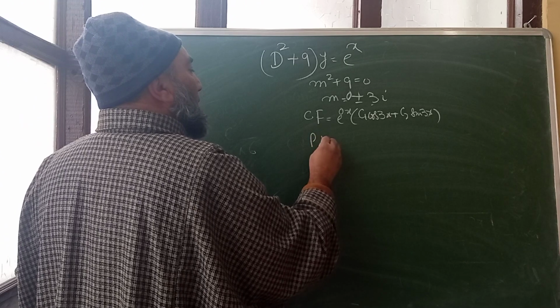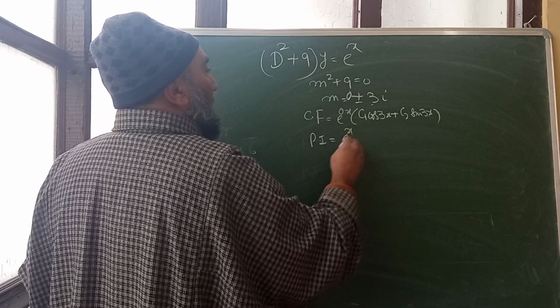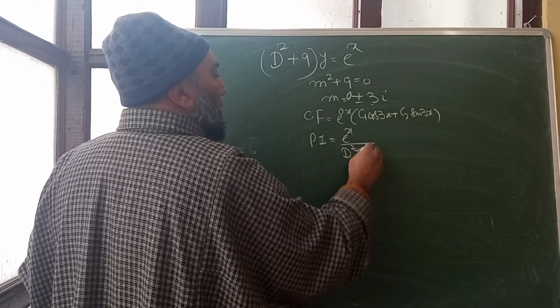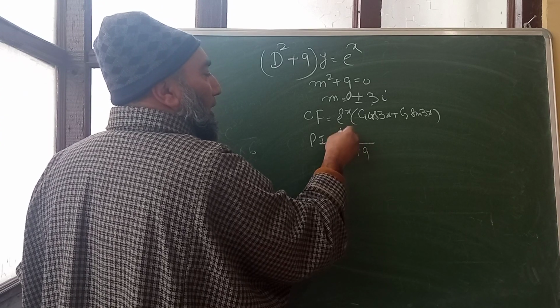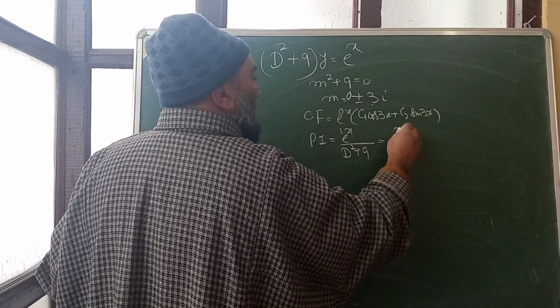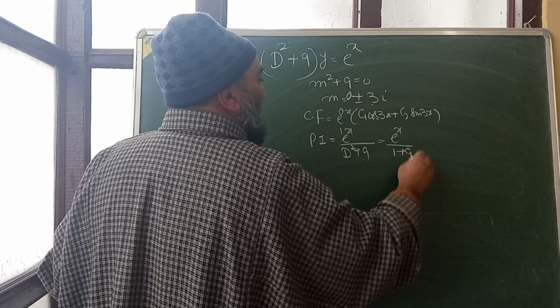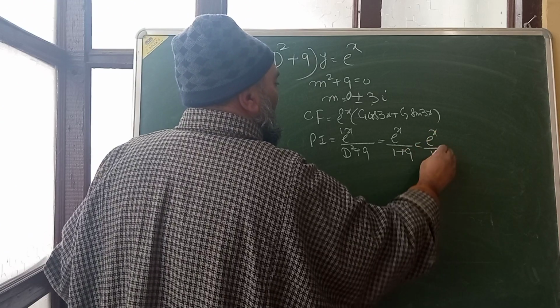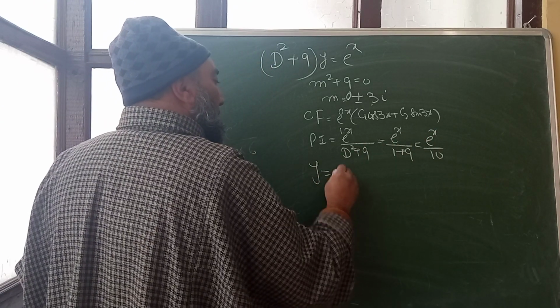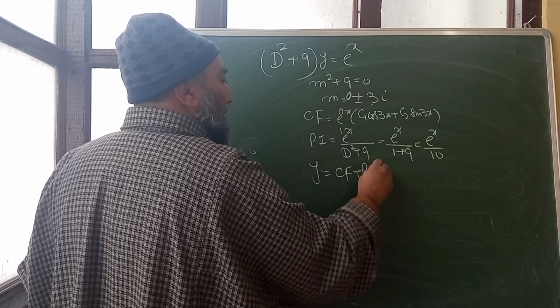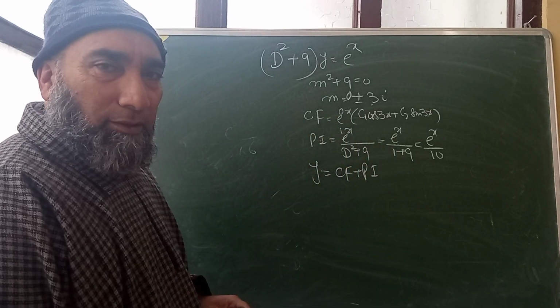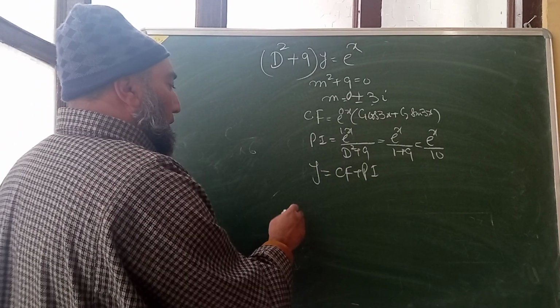And the particular integral is e raised to the power x over (D square plus 9). You have to replace D by a, which is 1. So e raised to the power x by 1 plus 9, it is e raised to the power x by 10. So the general solution is CF plus PI. Right? Let me take one more question.